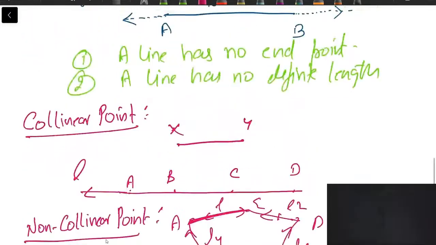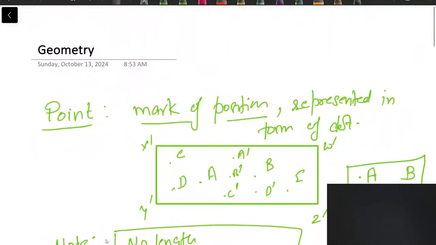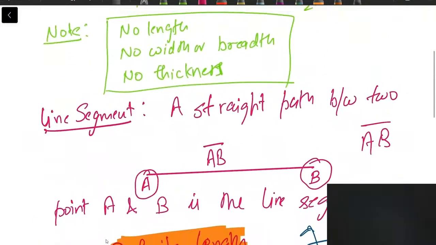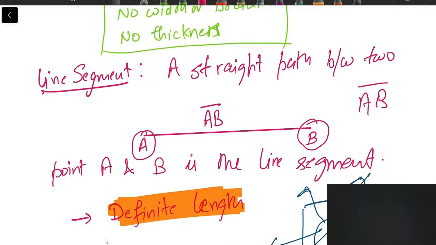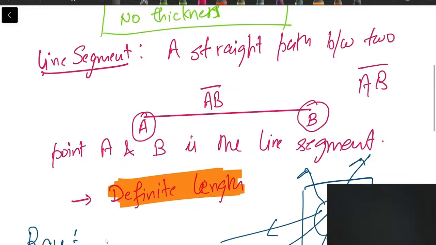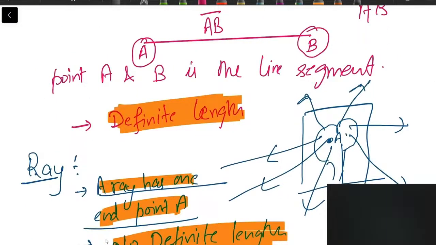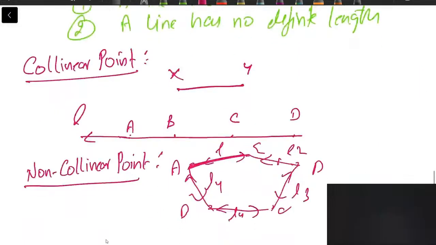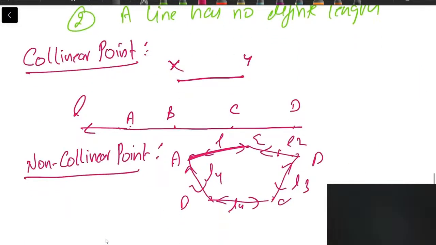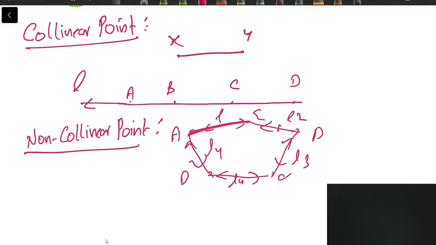So let's recap what we discussed. First we discussed what a point is. Then we discussed that a point has no length, no width, no breadth and no thickness. A line segment has a fixed definite length, like A and B will be a definite length. A ray is fixed from one point, and at the other it has no definite length. A line is A and B, but we can extend it to infinity. Then after that we discussed collinear and non-collinear points.